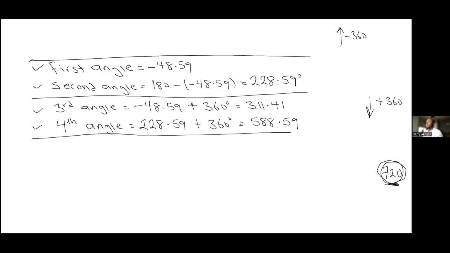Okay, so we'll go to the fifth angle now. The fifth angle, what do we have? We keep on adding 360. So we have 311.41, okay, plus 360. And this is going to give us 671.41. 671.41 is still less than 720. We keep on going. We'll now go to the sixth angle.